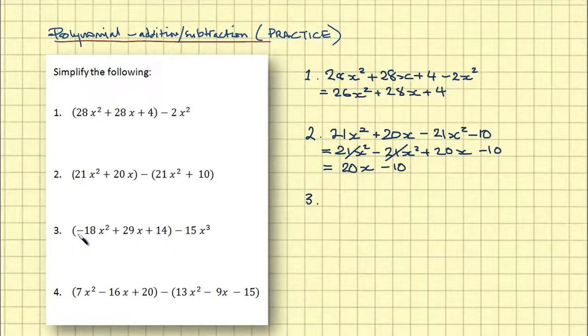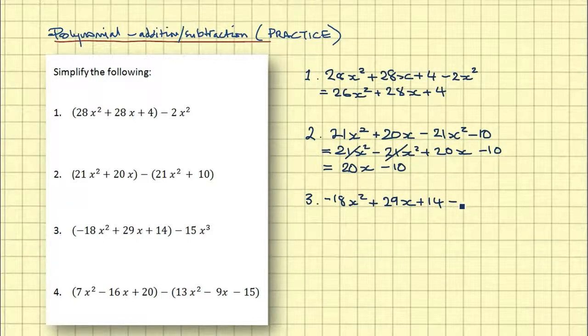Now I'm thinking that the third one is going to present us with just a few more problems. Let's go over and have a look. So in the brackets to start with, we've got negative 18x squared plus 29x plus 14, and then subtract 15x cubed finally. Okay, so nothing too difficult here. Again, the brackets are already multiplied out, so there's nothing particularly complex in this. I guess the numbers may be a bit trickier, but let's have a look.